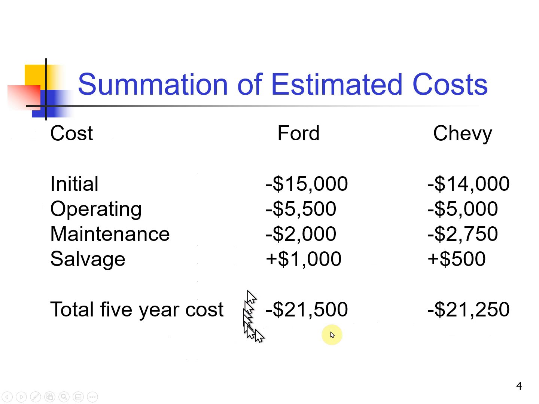So the total 5-year cost for the Ford is $21,500. The total 5-year cost for the Chevy is $21,250. So this would be just $250 worth, and there might be a lot of other factors that would cause you to choose a particular Ford model over a particular Chevy model rather than money, because in the total cost of a car, this isn't much.